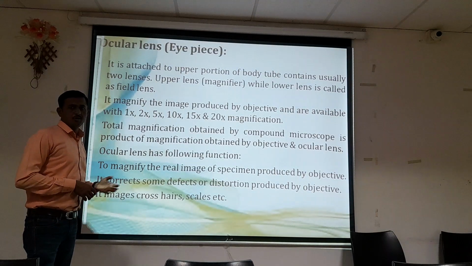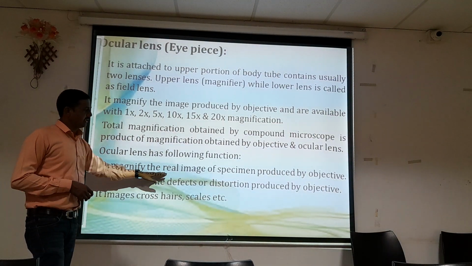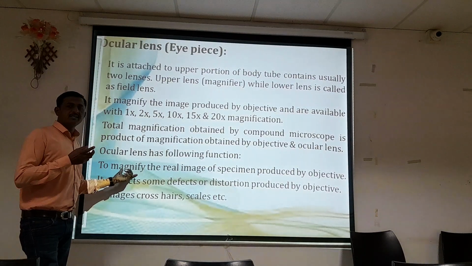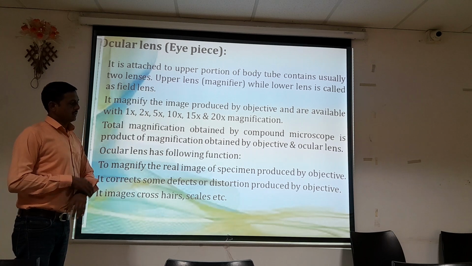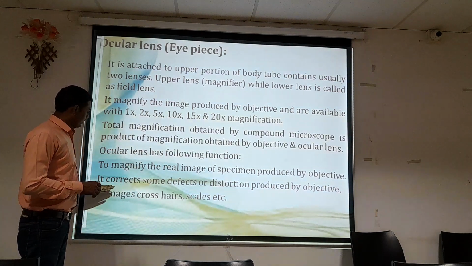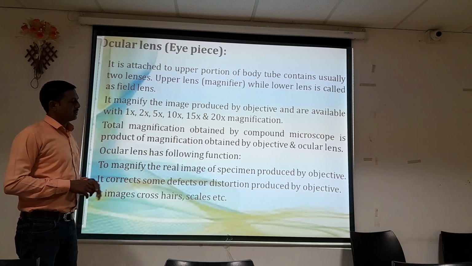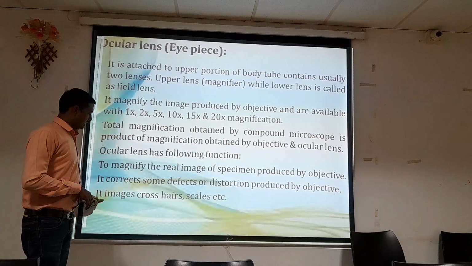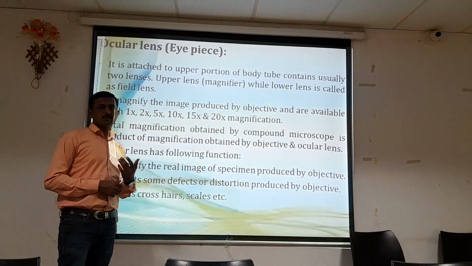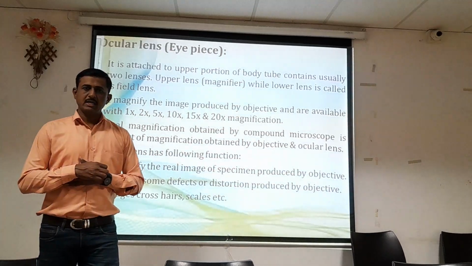The ocular lens has the following functions: it magnifies the real image of the specimen produced by the objective. It corrects some defects or distortion produced by the objective, and it carries images, cross hairs, scales, etc. So by using that eyepiece lens, we can magnify your image.